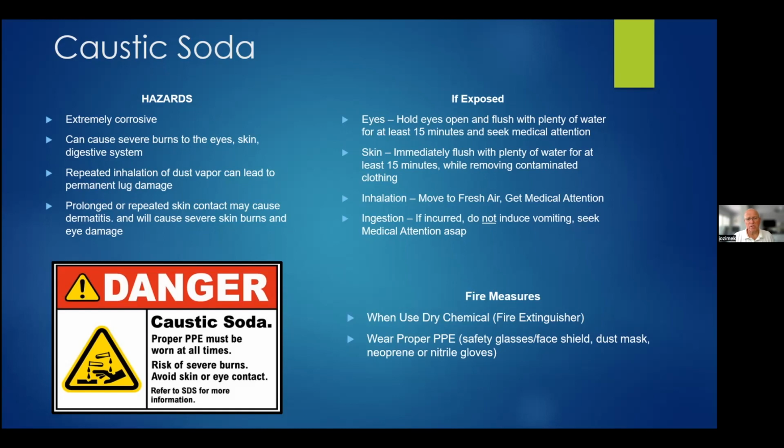It is extremely corrosive, has a very high pH, can cause severe burns to your skin and eyes and the digestive system. So make sure that, when you're working with this material, you're wearing safety gloves, nitrile, rubber, butylene, your work gloves, and keep it away from your skin. Repeated inhalation of dust vapor can lead to permanent lung damage. Prolonged or repeated skin contact can cause dermatitis, irritation to your skin, and something you definitely don't want to have to deal with. So if you're wearing your PPE, you shouldn't have any problems with this.